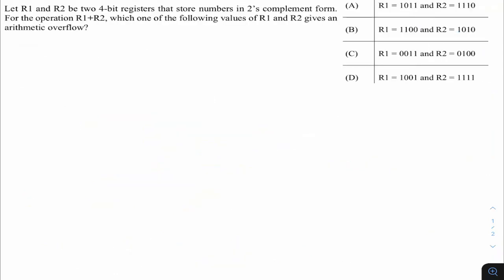This question was asked in GATE 22 of CS. This is from digital subjects and the number system topic. The question is, let R1 and R2 be two 4-bit registers that store numbers in 2's complement form. For the operation R1 plus R2, which one of the following values of R2 gives an arithmetic overflow? Although there are many approaches to get the answer, one of the simple approaches is: in each case, we find C in XOR with C out. If this is coming 1, then yes, overflow is present, and if this is coming 0, then no overflow.